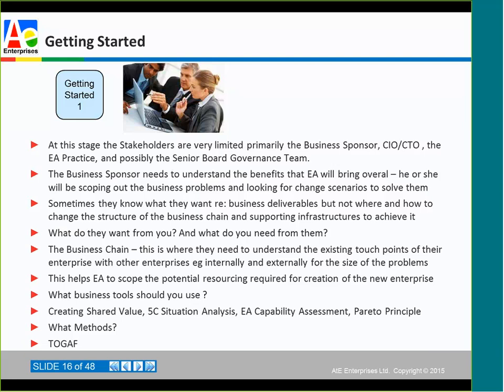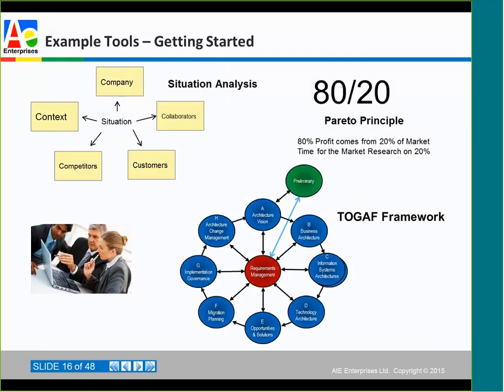And one of the tools that he could use for that is something called situation analysis, where the 5 C's relate to the company, what we're about, who we're collaborating with, who the customers are, who the competitors are, what's the context that we're doing. The business sponsor has to be fully aware of that. So there's a little tool that they can use. We call it the 5C situation analysis.